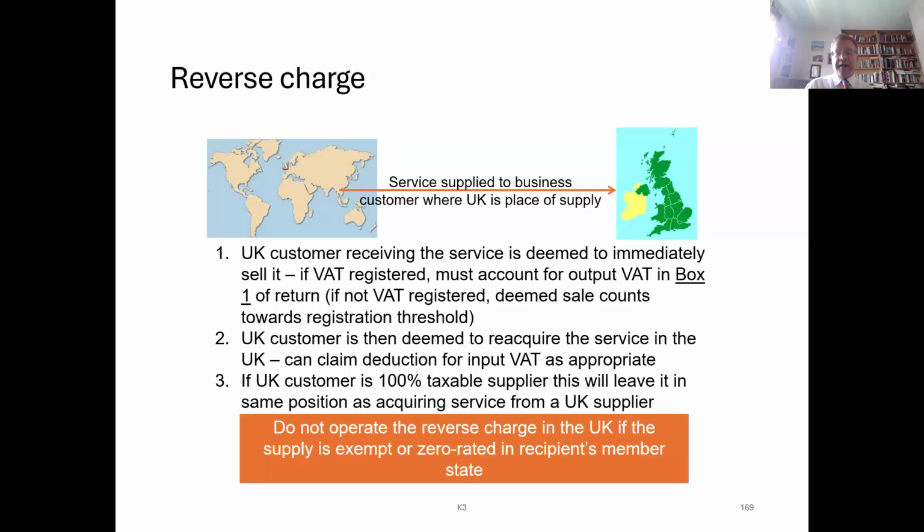You do not operate the reverse charge in the UK if the supply is exempt or zero rated in the recipient member's state.